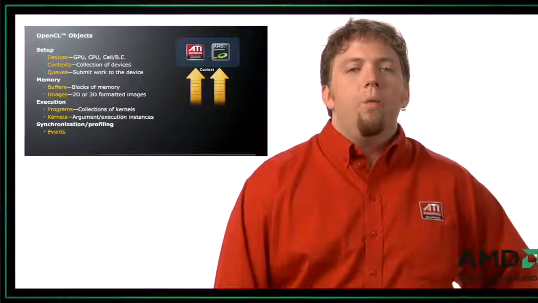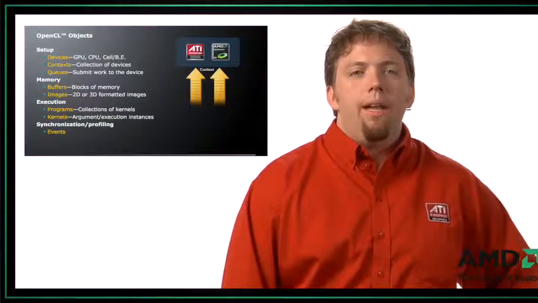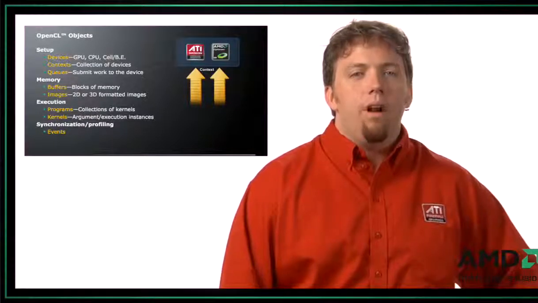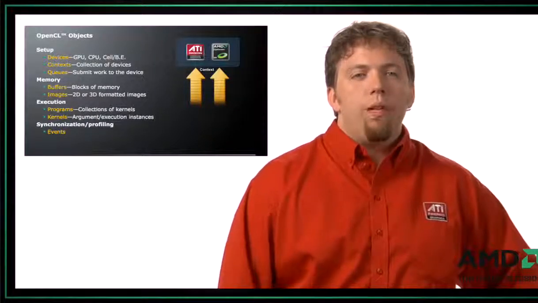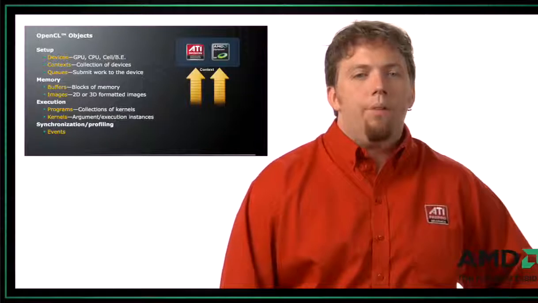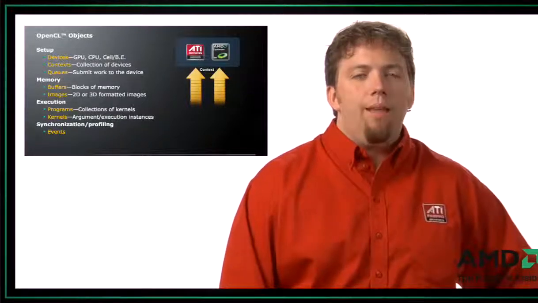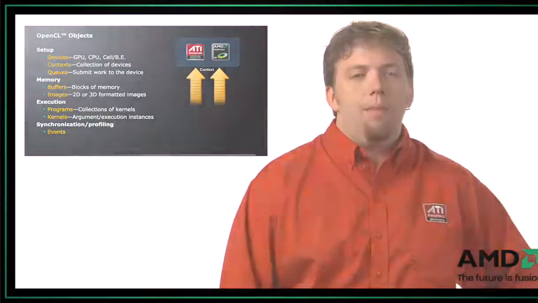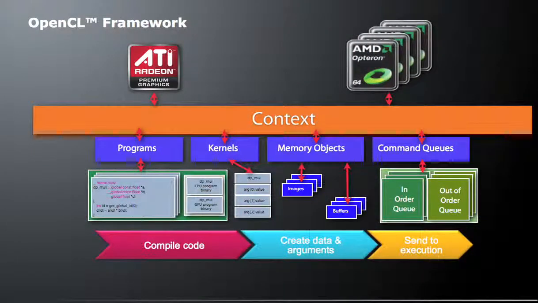In this case, we have an AMD GPU and an AMD CPU device, and we have a single context that is talking to those two devices, and we've created two command queues that allow us to submit work to both the ATI AMD GPU and the AMD CPU. So let's assume we have a context, and this context has two devices in it. On the left, we have an ATI GPU, and on the right, we have AMD multi-core CPUs.